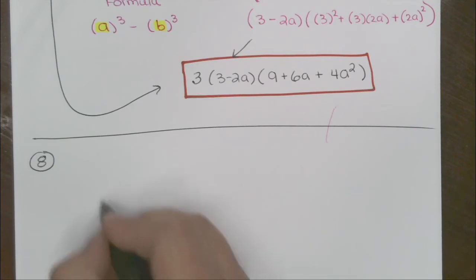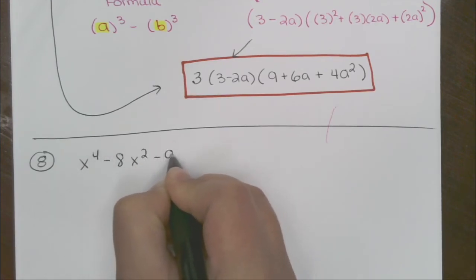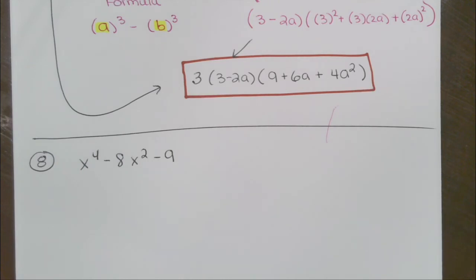Okay, number 8 says x to the 4th power minus 8x squared minus 9. Now, originally when I brought this to your attention, we used the u substitution method. It is your choice whether or not you want to use u substitution. I personally do not. It confuses me, even though it is my job to present that to you. I personally don't like it.